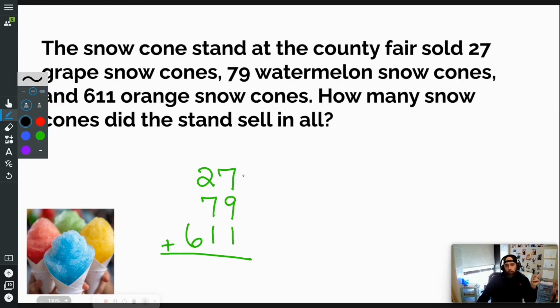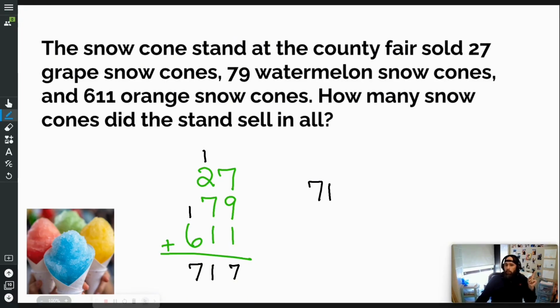Start at the top right. 7 plus 9 is 16. 16 plus 1 is 17. Write out your 7 and carry the 1. 1 plus 2 is 3. 3 plus 7 is 10. 10 plus 1 is 11. Write out your 1. Carry a 1. 1 plus 6 is 7. And you end up with 717.